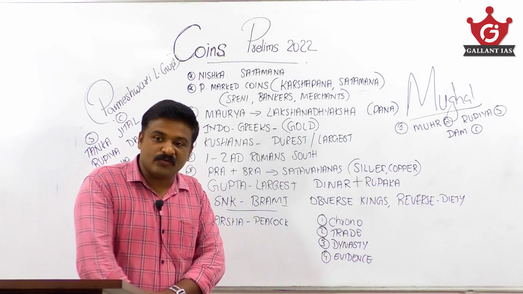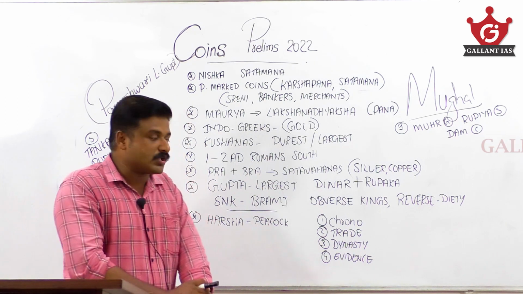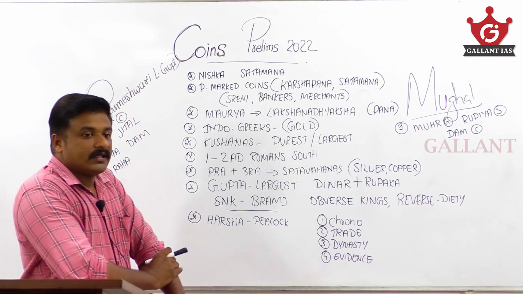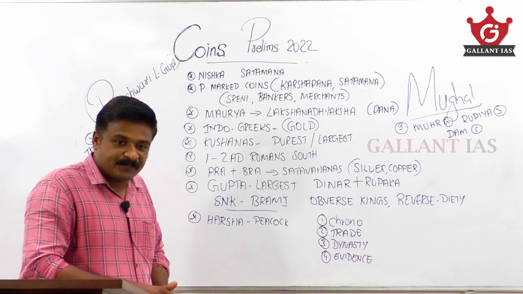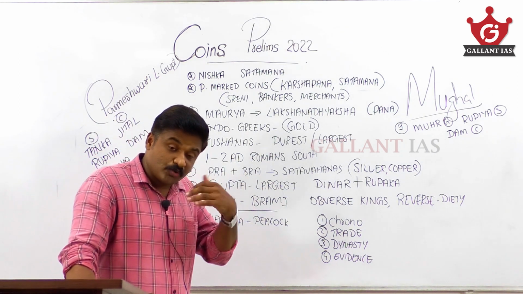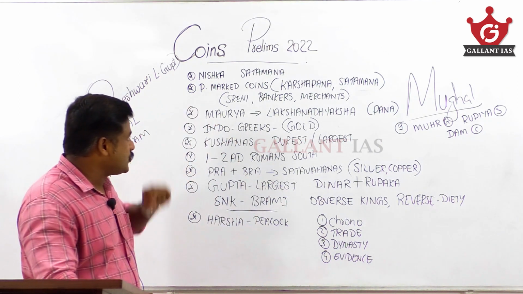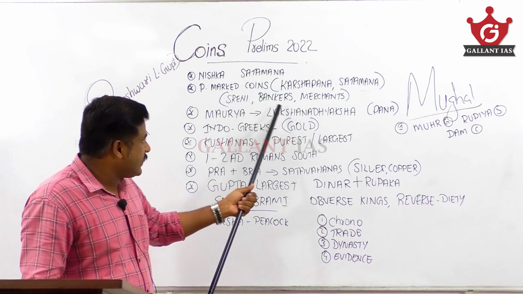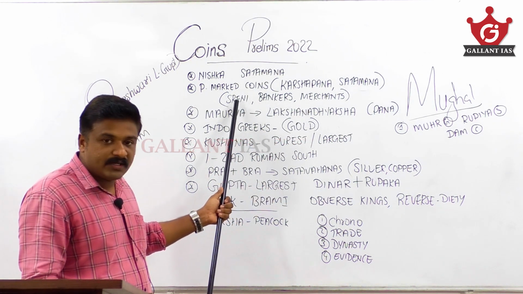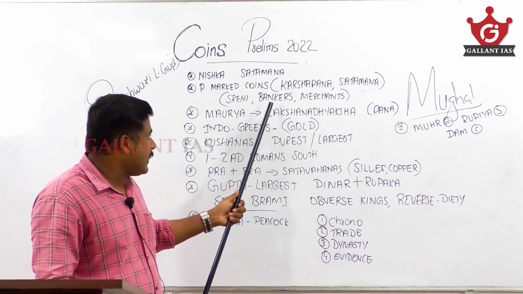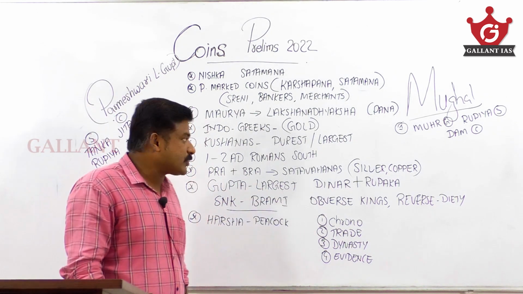And another very crucial point you need to note is that these coins were not issued by the state. In Mughal times, the coins were issued by the state, but in the 6th century BC, coins were not issued by the state. Coins were issued by guild systems. Shredis, bankers, merchants issued punch-marked coins.